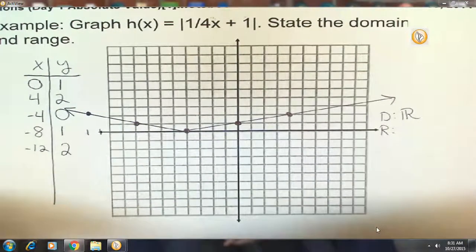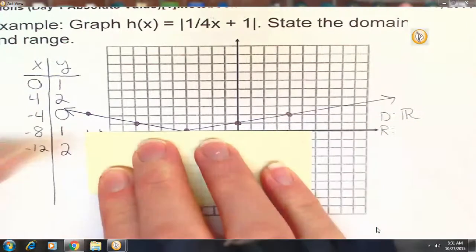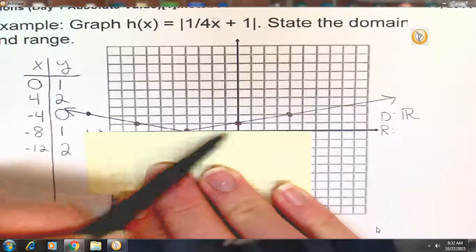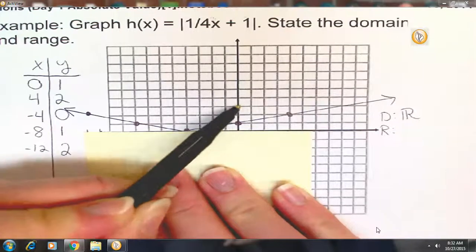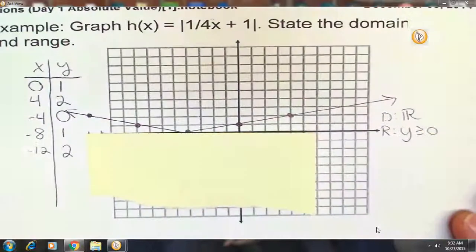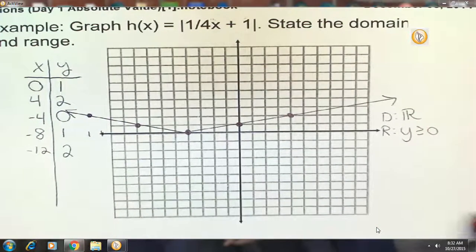For the range, take my sticky note and put it at the bottom of my graph and close off that graph there. I know that I'm not going to have any values lower than 0. 0 is my lowest point. All the other y values are greater than 0. So y is greater than or equal to 0.